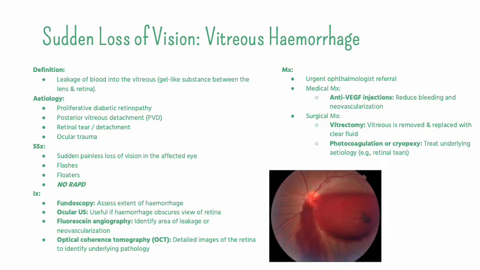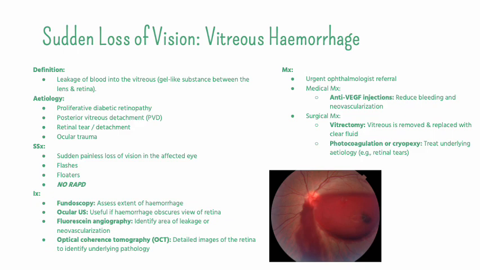Vitreous hemorrhages are the leakage of blood into the vitreous, and it's once again an urgent ophthal condition that needs to be referred accordingly. The causes of vitreous hemorrhages include proliferative diabetic retinopathy, PVD, retinal tears and detachments, and ocular trauma. The signs and symptoms are very similar to PVD and retinal detachment. However, there is no relative afferent pupillary defect.